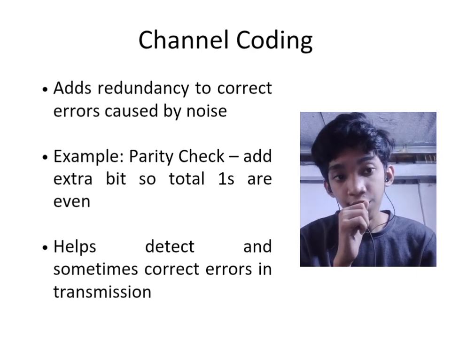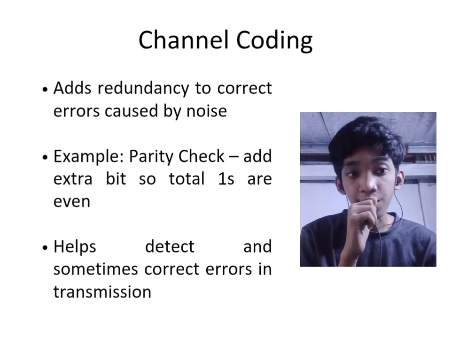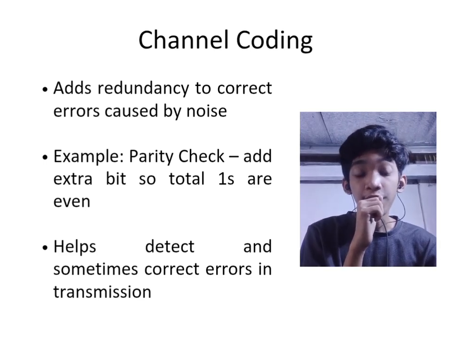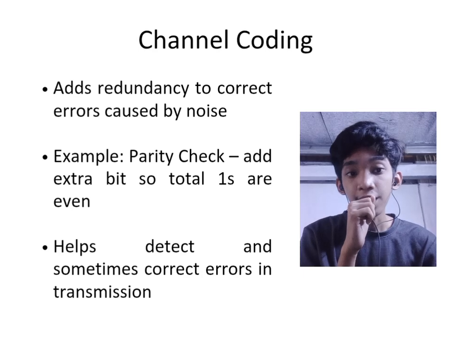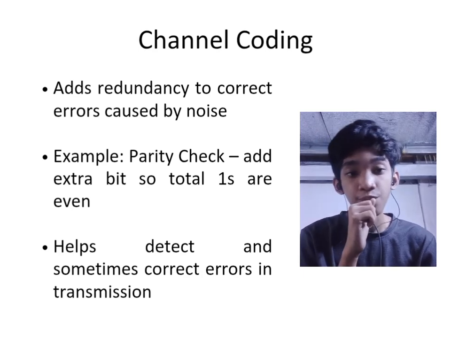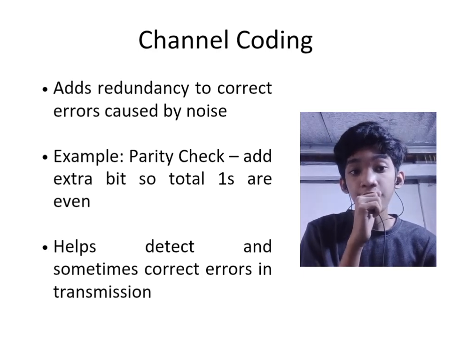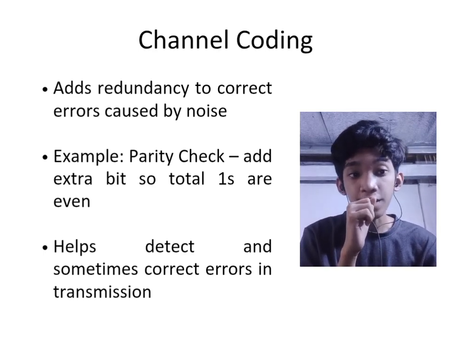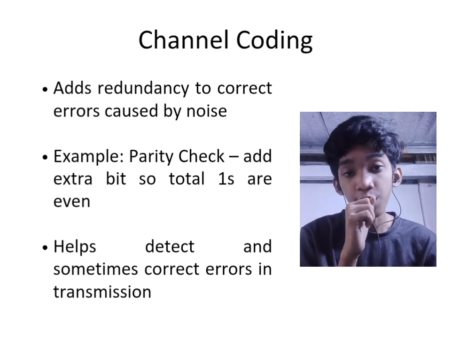An example of this is parity check, which adds an extra bit so the total number of ones is even. If the receiver gets an odd number of ones when it expects an even number, it knows an error occurred. It helps detect and sometimes correct errors in transmission. Without this, even a small mistake in the signal could completely ruin the data.